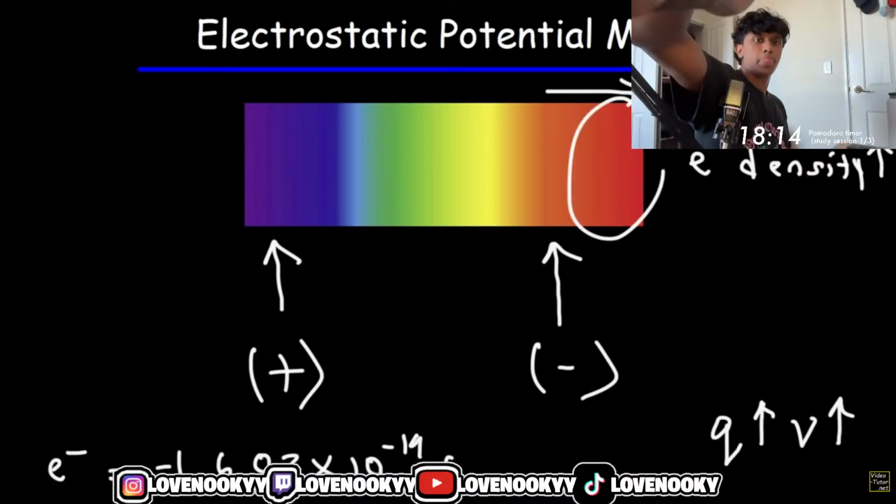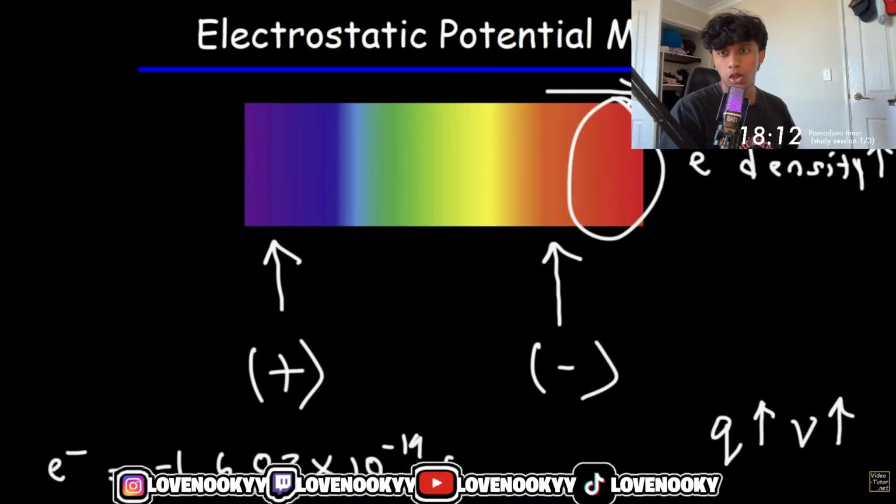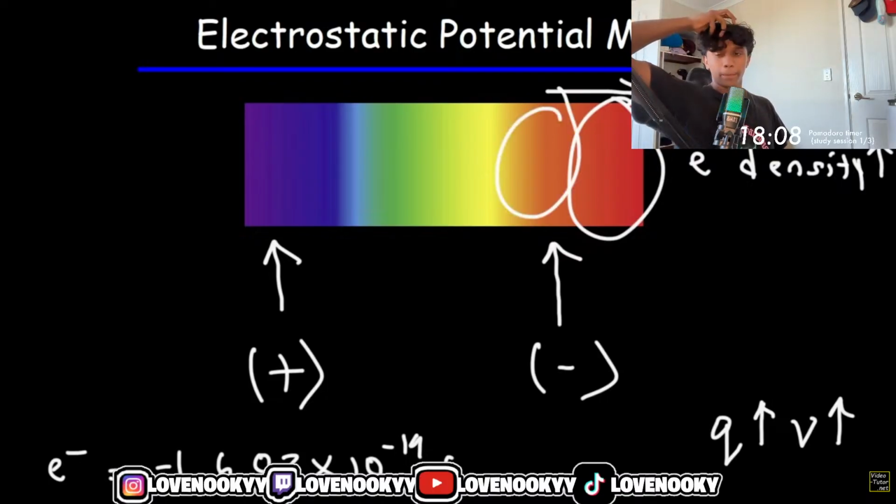So the color red has a more negative electric potential than the color orange.